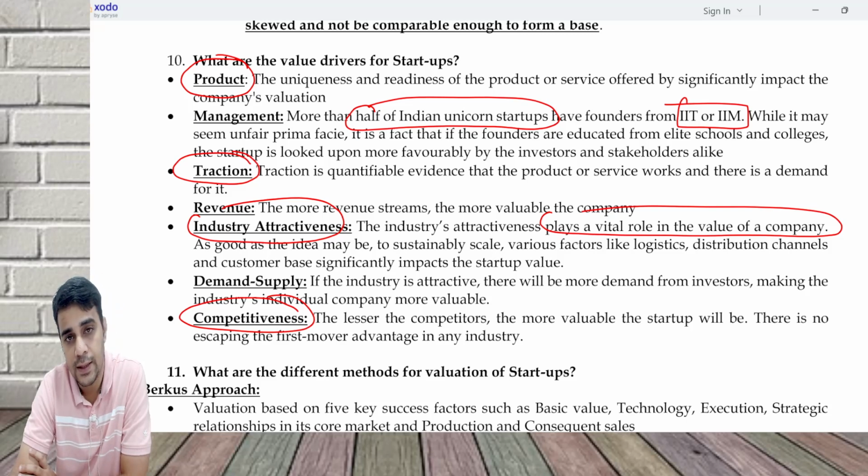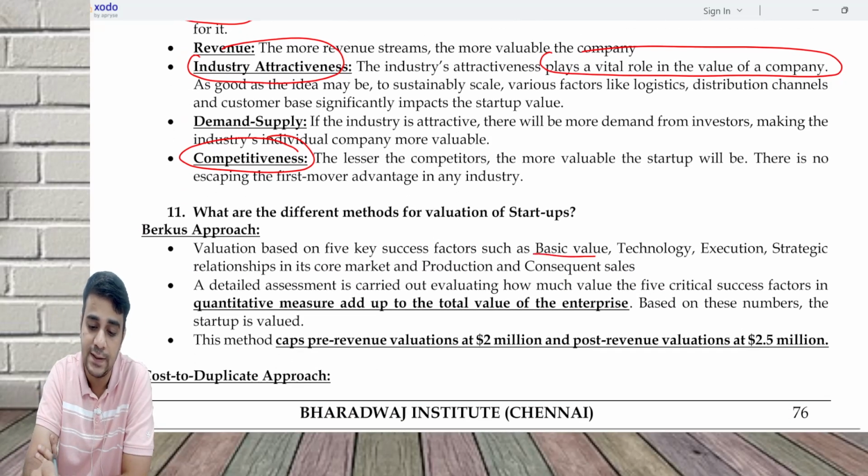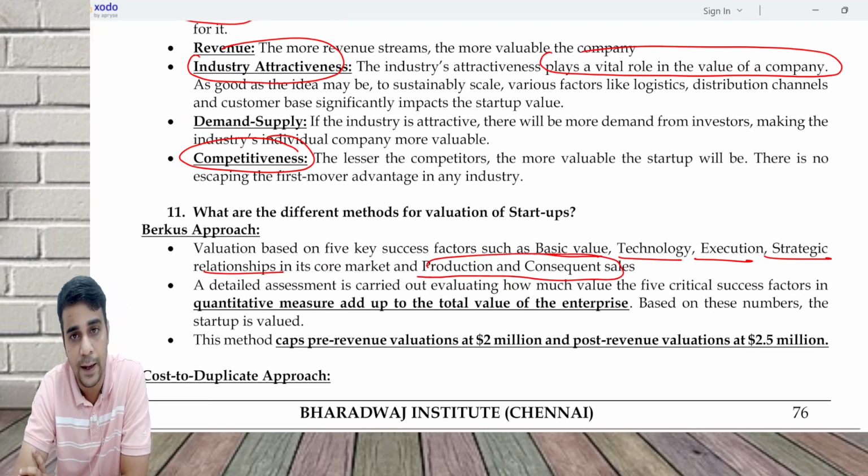What are the different methods for valuation of a startup? I think 6 methods are there. We have done problems on each of the methods. I'll quickly discuss them. Berkus approach. This was by a venture capitalist called Berkus. He said that the value of any startup is through 5 parameters: basic value, technology, execution, strategic relationship, and production and consequent sales. These are the 5 parameters.